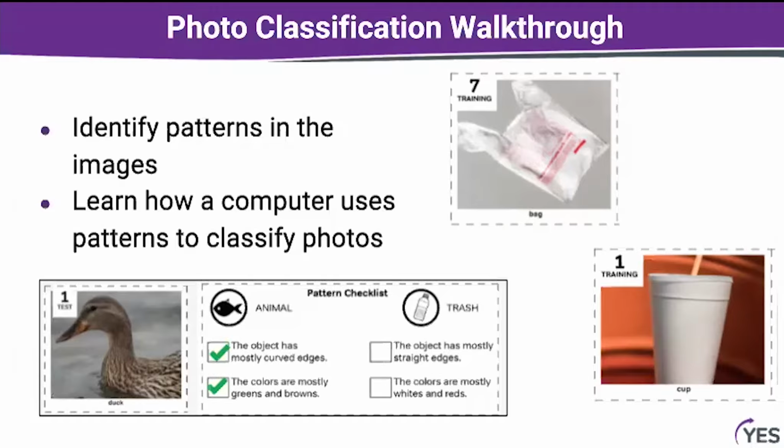This activity helps students understand how our computer actually uses these patterns to classify photos of animals and trash. And the computer finds patterns in the training data, such as these shapes or colors. And the computer uses these patterns to classify new photos. So it's really giving them an understanding of the machine learning that this model is actually doing.